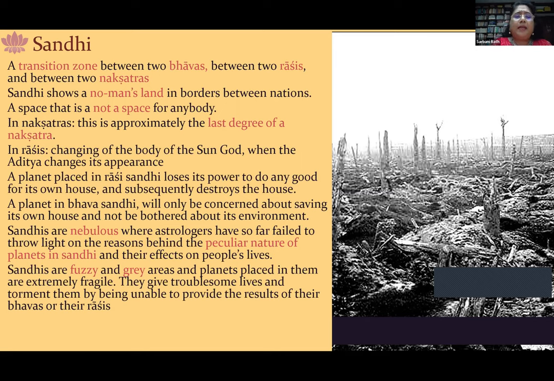So what happens when a graha is in Rashi Sandhi? It kind of loses its power to do any good for its own house, and it subsequently destroys its house. For example, if I have a Mangal in Rashi Sandhi, and Mangal is my ninth lord, then Mangal loses its power to do anything for the ninth house, and it will subsequently destroy my ninth house. Okay, this is an example.